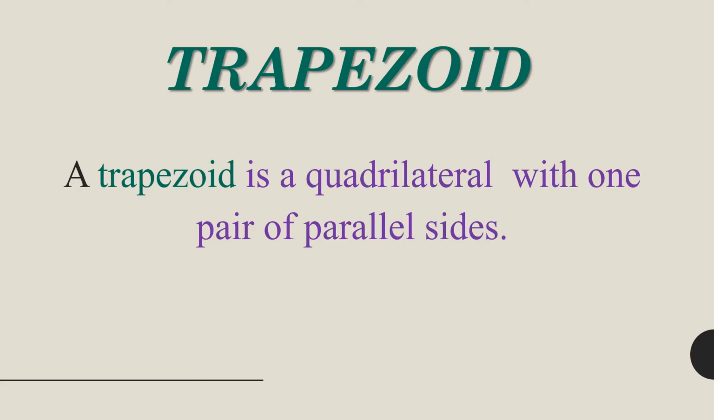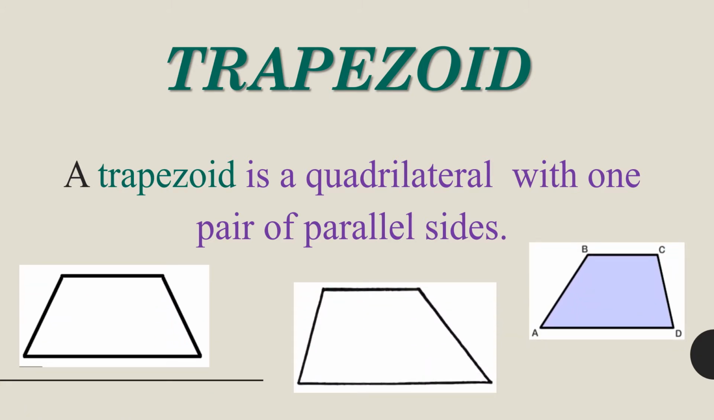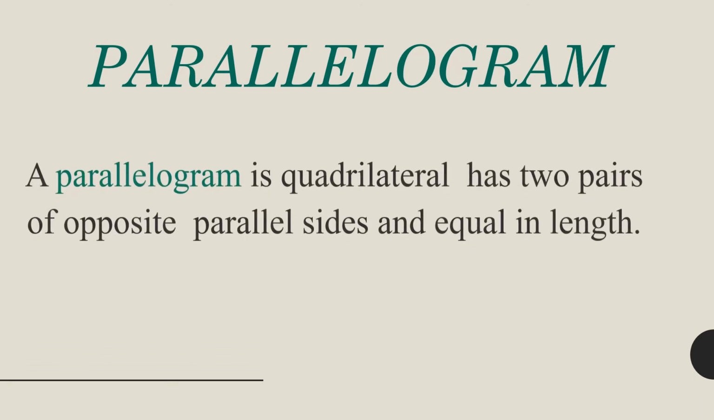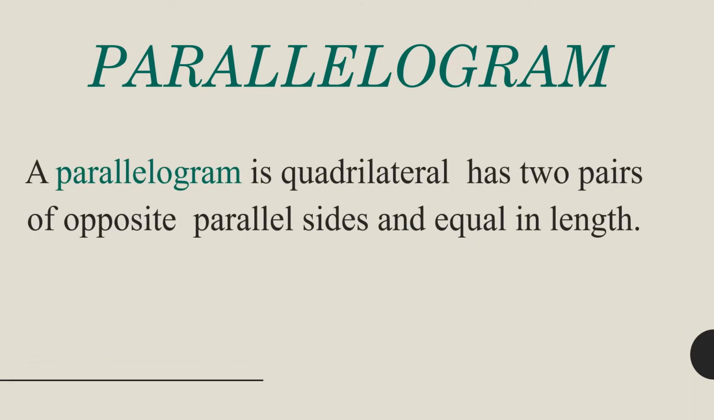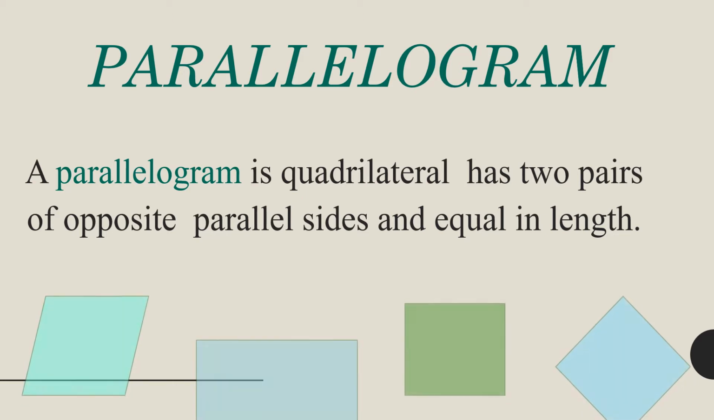Let's know about trapezoid. A trapezoid is a quadrilateral with one pair of parallel sides. Let's see some figures of trapezoid. Now let's know the next quadrilateral, which is parallelogram. A parallelogram is a quadrilateral which has two pairs of opposite parallel sides which are equal in length. Now let's see some figures of parallelogram.